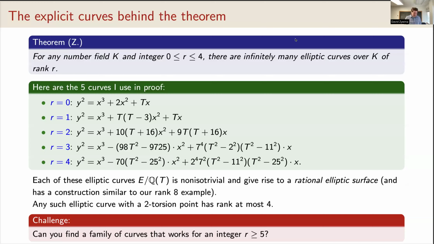And it turns out that if you're looking at these rational elliptic surfaces with a 2-torsion point, which is what I want, the rank is always at most 4. So at least for this class of elliptic curves I've been looking at, 4 is an upper bound. So I would need to look at K3 surfaces instead if I wanted to make the rank bigger. Challenge: can you make it bigger? Can you find families of curves that work for an integer r of at least 5? Most of the proof was just finding models that worked. And can you find one for 5?